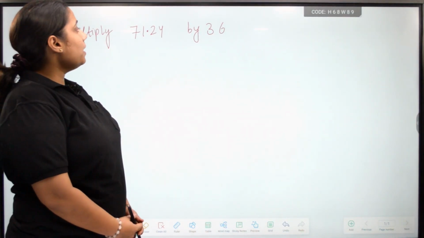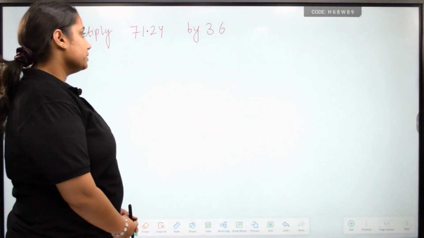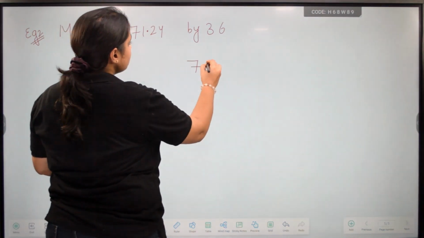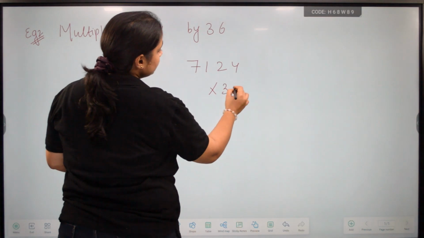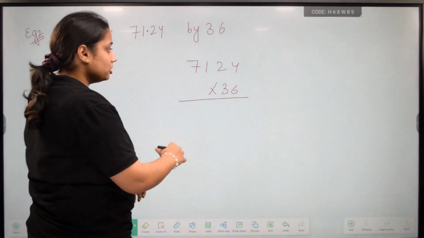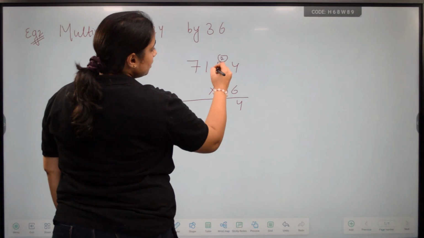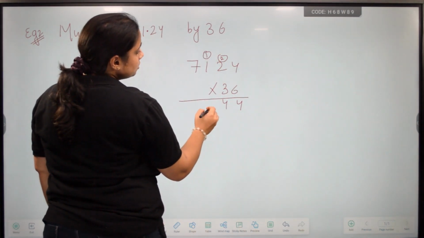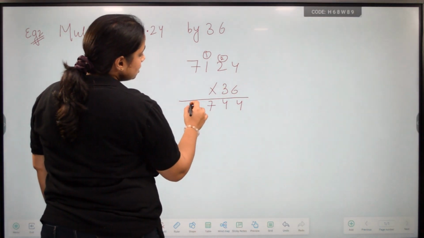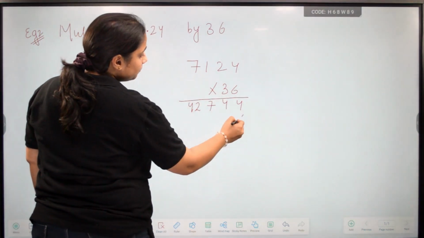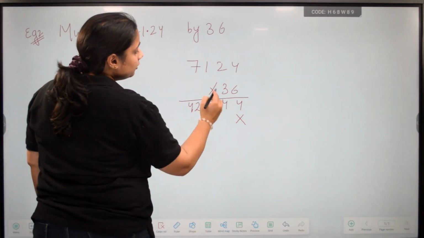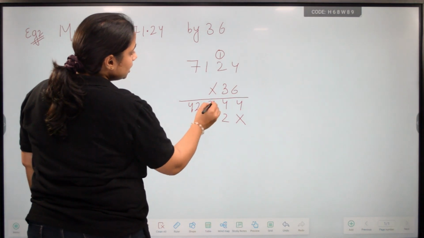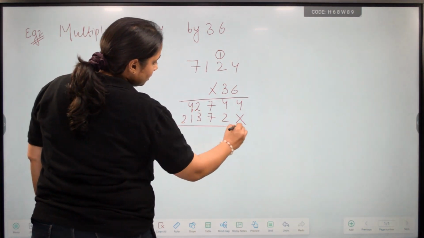Example 2. Multiply 71.24 by 36. While multiplying, firstly ignore the decimal and write it as 7124 into 36, like normal multiplication. 6 into 4 is 24, 2 carry. 6 into 2 is 12 plus 2 is 14, 1 carry. 6 into 1 is 6 plus 1 is 7, 6 into 7 is 42. Now again place a cross or a 0 here. Now 3 into 4 is 12, 3 into 2 is 6 plus 1 is 7, 3 into 1 is 3 and 3 into 7 is 21. Now add these.